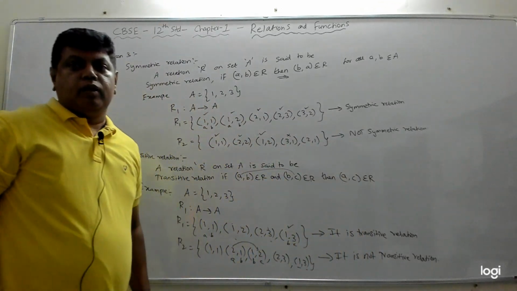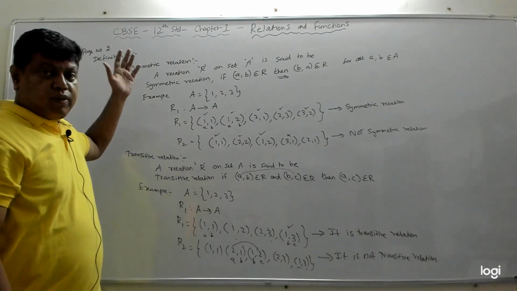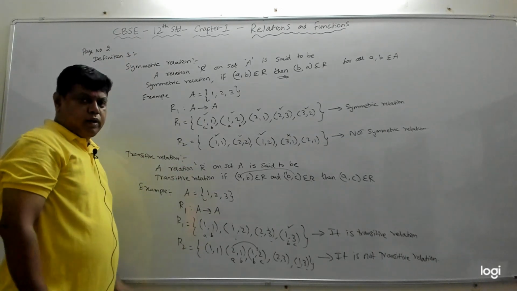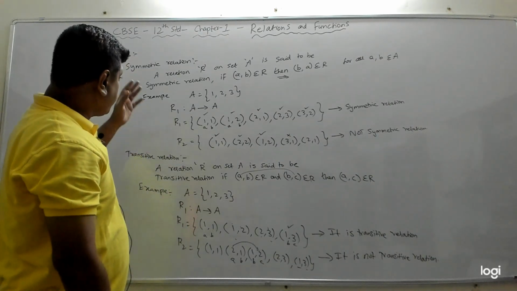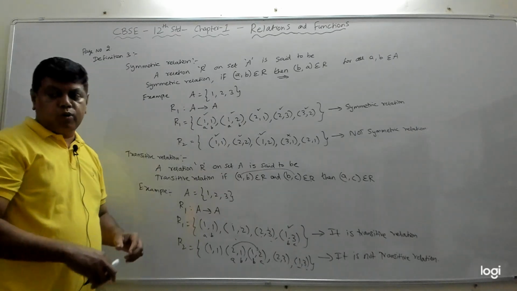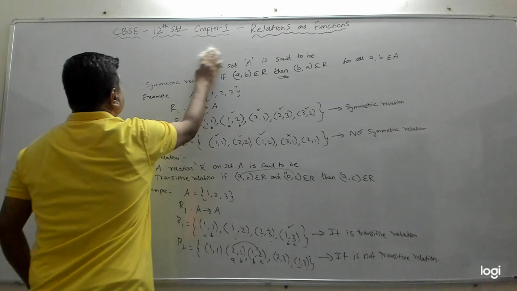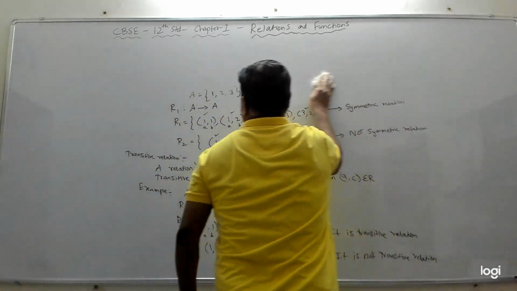Clear? This is how we find whether a relation is reflexive, symmetric and transitive. Fine. So we'll do some more examples. I'll explain in detail. We'll continue with some more examples. Pause the video and take the notes. I'm erasing now. We'll go to some more examples on these reflexive, symmetric and transitive relations.